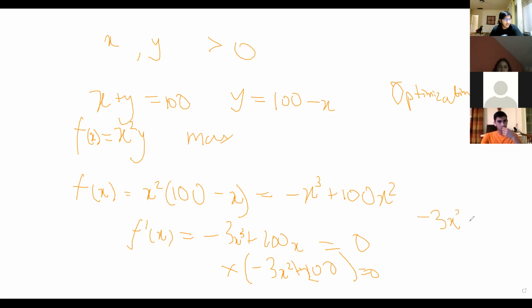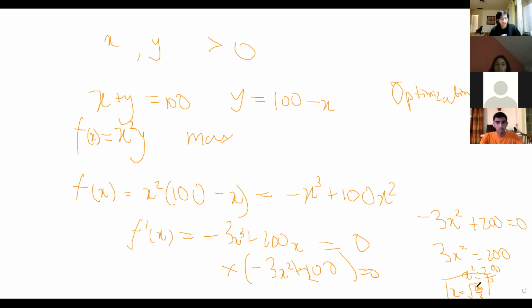Negative 3x squared plus 200 equals 0. So 3x squared equals 200, which means x squared equals 200 over 3, so x equals the square root of 200 over 3. Now you would test, either using the second derivative test or by checking around the interval to see whether it's increasing or decreasing. You know what I'm talking about, Maham? Okay, but this is the main trick in optimization: use substitution and then plug it in.